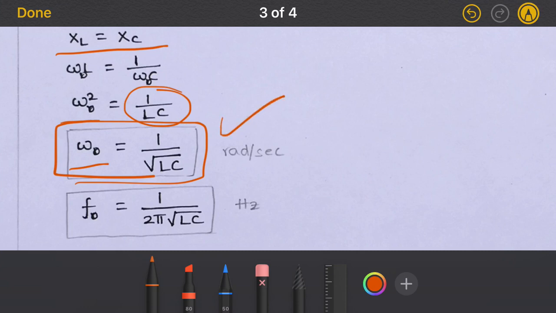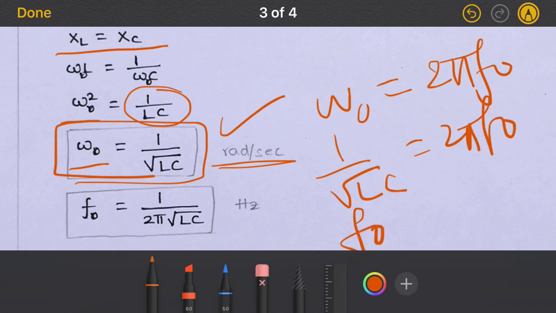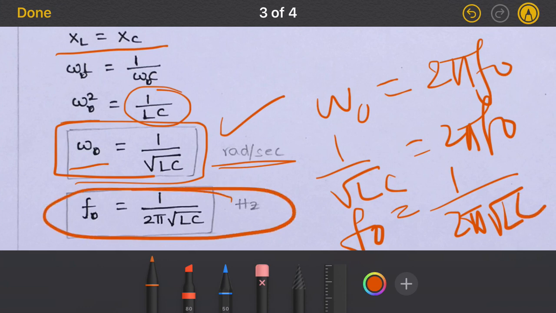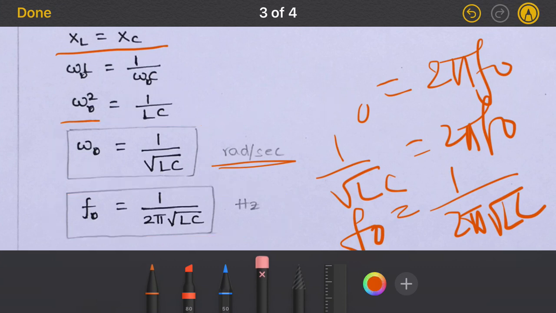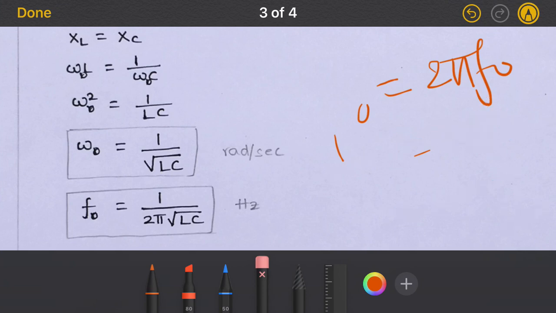This is valid for series RLC circuit. Now that is in radians per second. If you substitute omega value equal to 2 pi f naught, so omega equal to 1 by root over LC, that is equal to 2 pi f naught. So from that expression, f naught equals 1 by 2 pi root over LC. In terms of hertz, resonant frequency f naught equals 1 by 2 pi root over LC. That is the resonant frequency derivation for series RLC circuit.